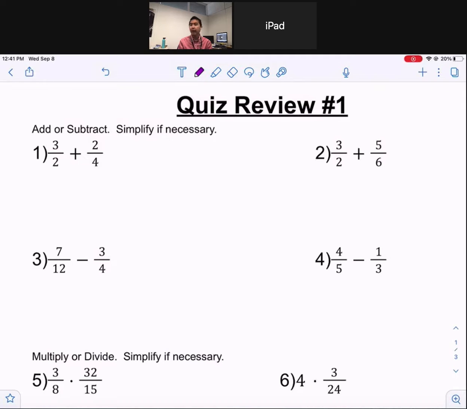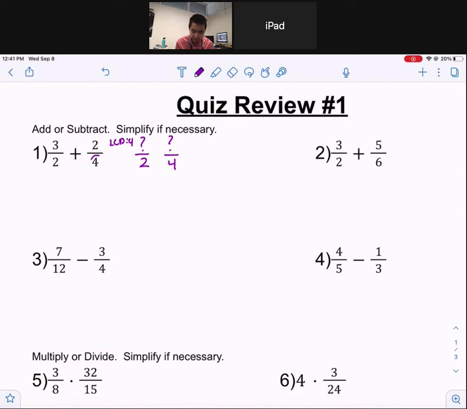So, when it comes to adding or subtracting, you guys have to get the least common denominator, meaning the lowest common denominator that both of the denominators can go into. So, for number one, clearly these two denominators are not the same. So you have to figure out what number 2 can go into and what number 4 can go into. And the answer to that, you guys, is 4. The least common denominator is 4 because both 2 and 4 can be divided into 4.